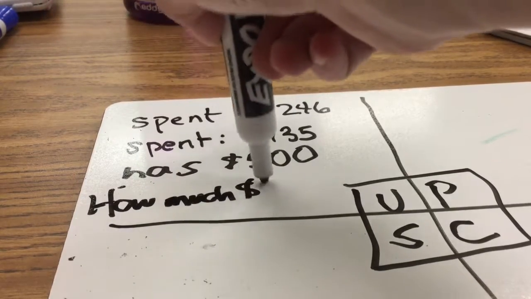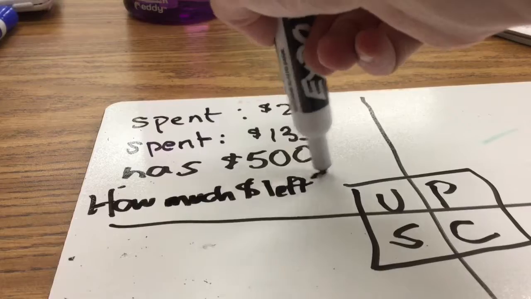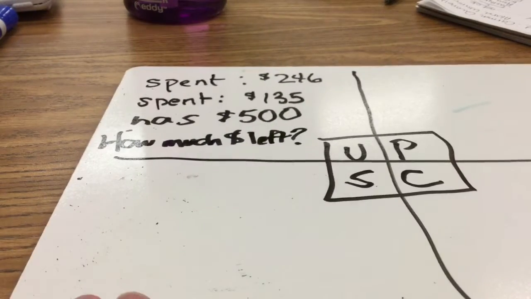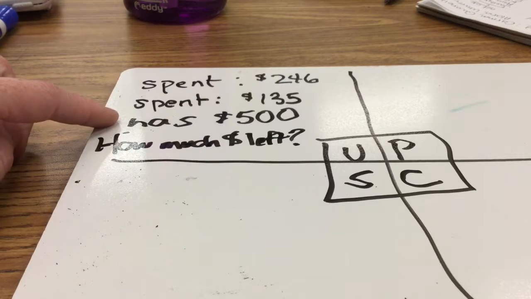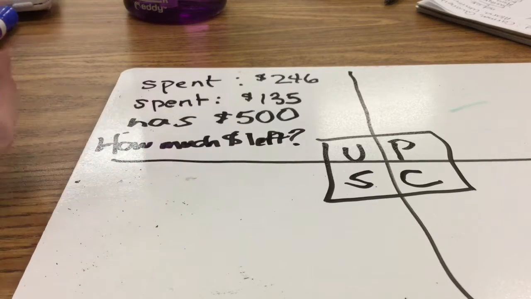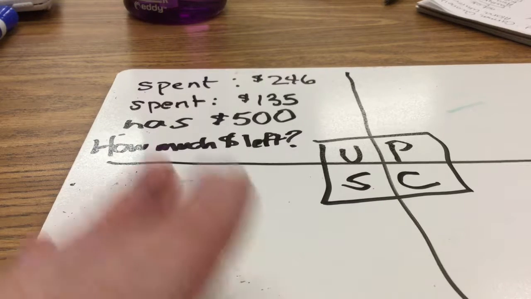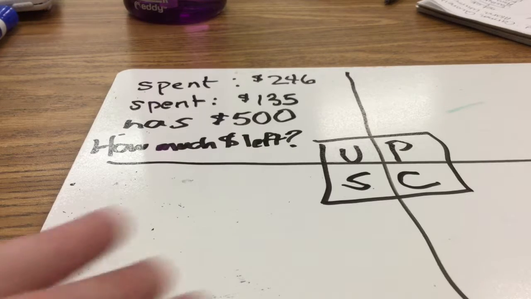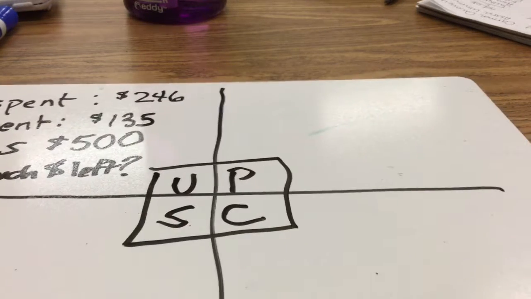Okay, so now I need to come up with a plan. I know he has 500, he spent 246, and he spent 135. I want to know how much is left. Now there are two different ways that you can do this. It depends on what you like doing. If you like adding, you're going to be able to add in this question. If you like subtracting, you can subtract in this question.